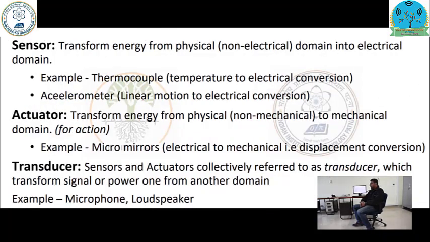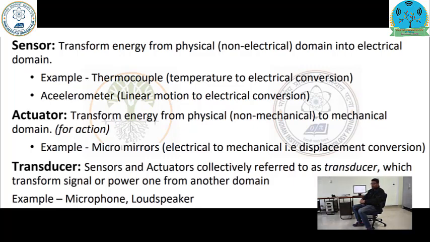As we all know, for an IoT network, the most important thing is the things. The things in any IoT network are the sensors. So to start with, what is a sensor? As we know, a sensor transforms energy from the physical domain into the electrical domain. A very basic and popular example is a thermocouple, where the temperature is recorded and the heat energy is displayed using electrical measurement.